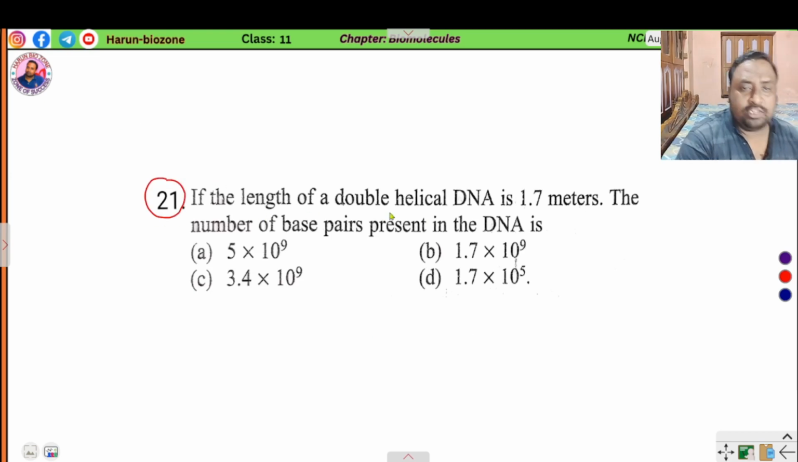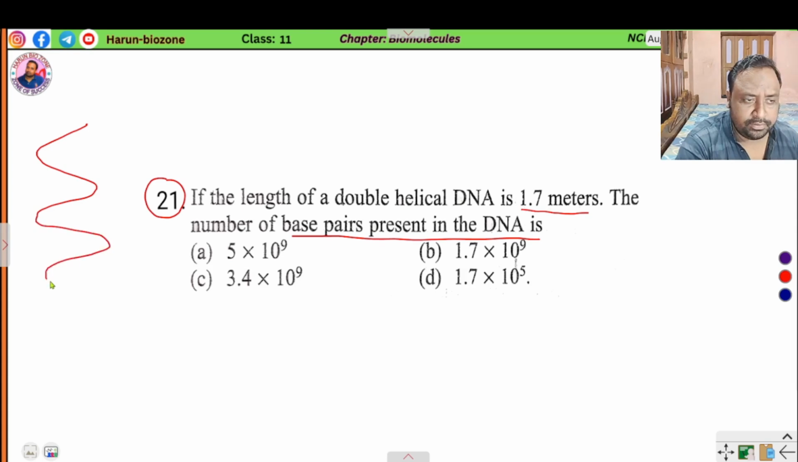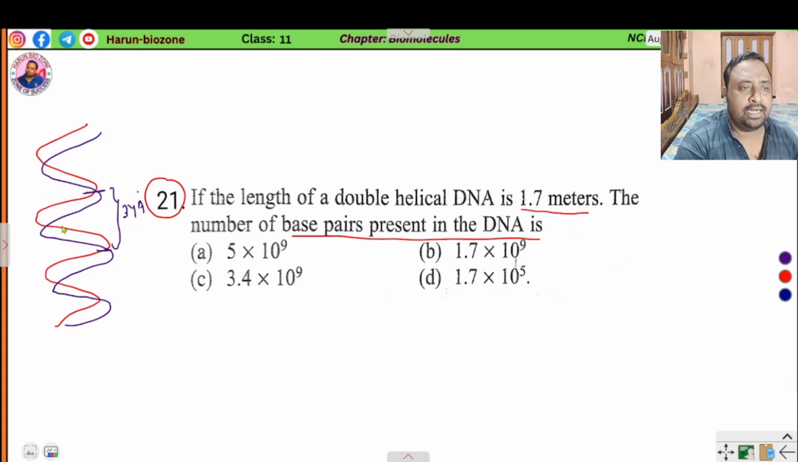Next question: if the length of double helical DNA is 1.7 meter, the number of base pairs present in the DNA is? Suppose this is the double helical DNA. We know that the complete turn represents 34 angstrom, and the total number of base pairs is 10. Suppose adenine, thymine, guanine, cytosine, this is a base pair. One complete turn is 34 angstrom, so the distance between two base pairs is 3.4 angstrom.